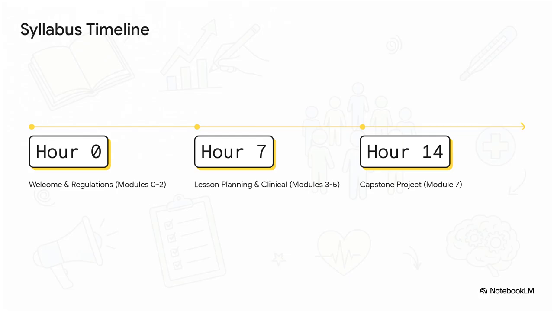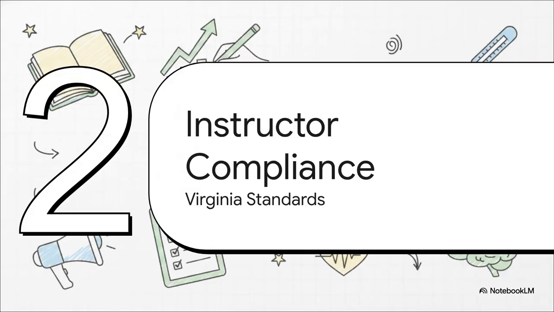Then, by the time you hit Hour 7, you'll be deep into Modules 3 through 5, and that's where we focus heavily on lesson planning and clinical supervision. Finally, at Hour 14, you reach Module 7, which is your capstone. This syllabus matters because it clearly outlines exactly how you'll progress step by step to reach your final teaching demo and complete your lesson plan package. Let's transition to Section 2, Instructor Compliance, Virginia Standards.